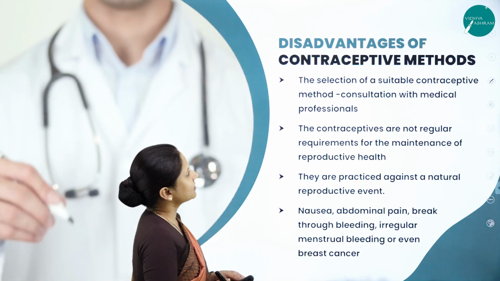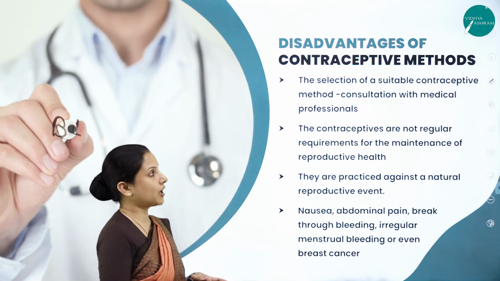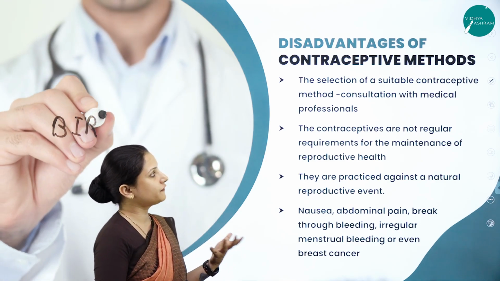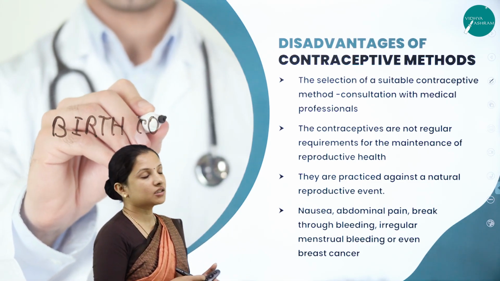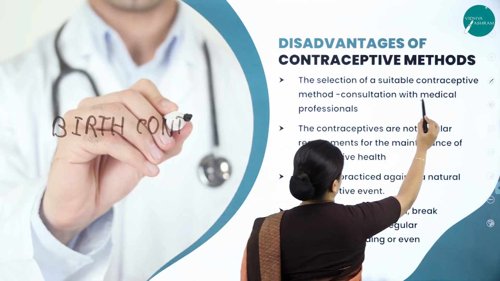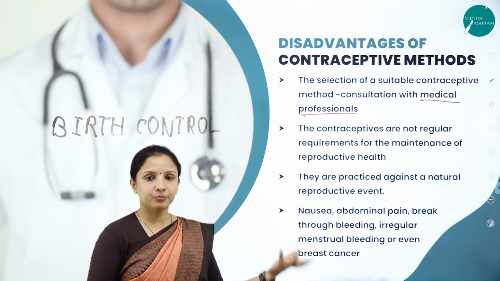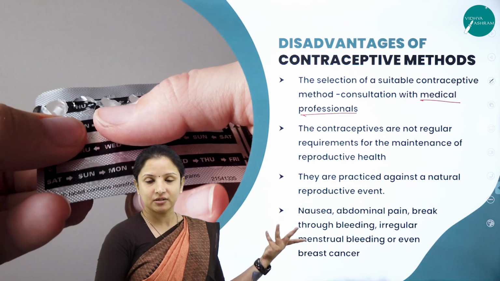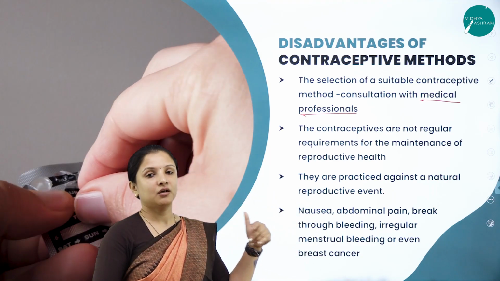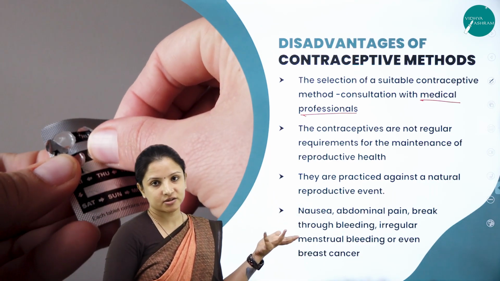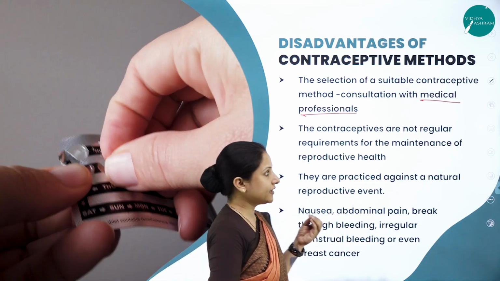Next, what are the disadvantages of contraceptive methods? There are some disadvantages. One is that the selection of a suitable contraceptive method should be done only after consulting a medical professional, because of the lubricants or chemicals used in these contraceptive methods, be it the barrier method or the surgical method, some complications can occur. Therefore, proper guidance from a medical supervisor is always advised.